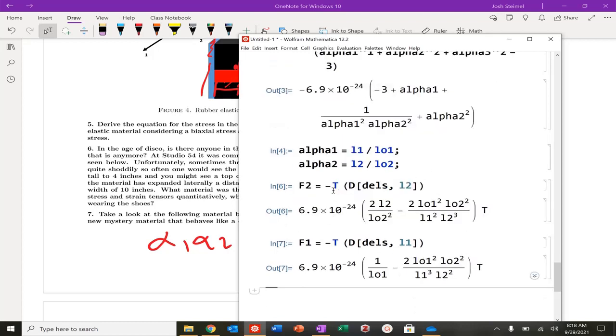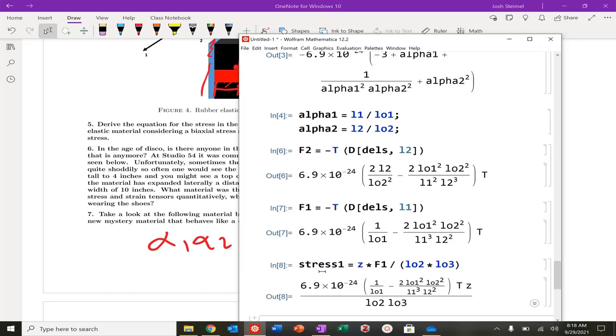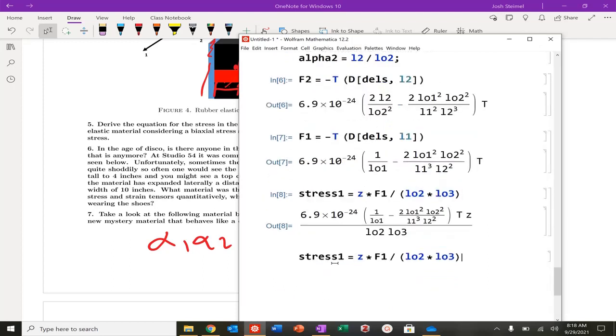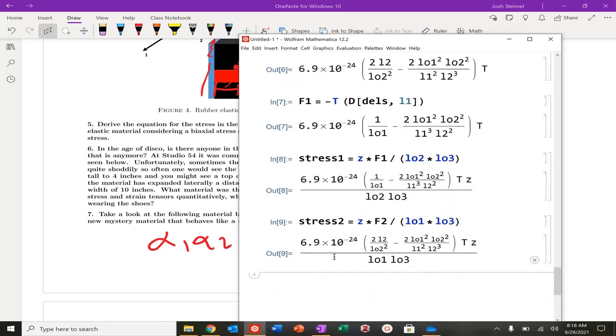If I want to do the stress 1, it's just going to be Z, the number of cross links, times F1 divided by my area, which is going to be L naught 2 times L naught 3. And then the same thing for the stress 2, F2 divided by L naught 1, L naught 3. That's it. So nasty little expression, but it works.